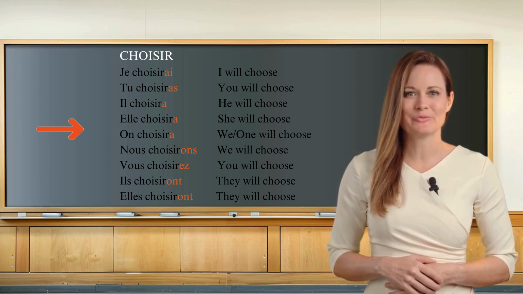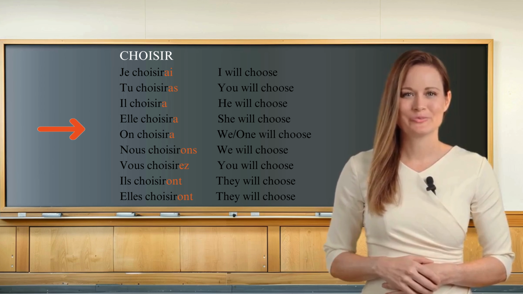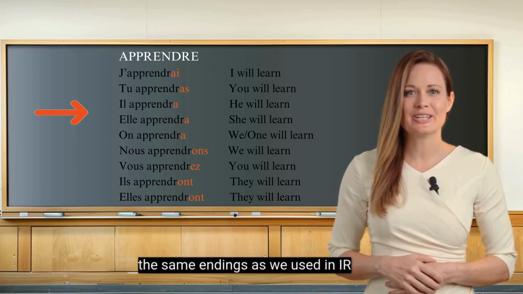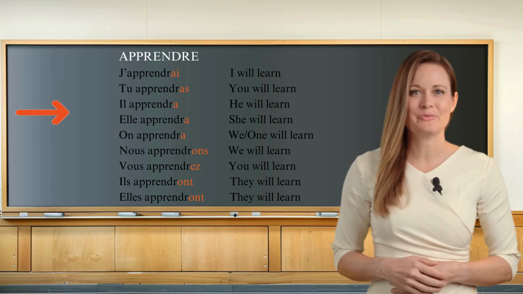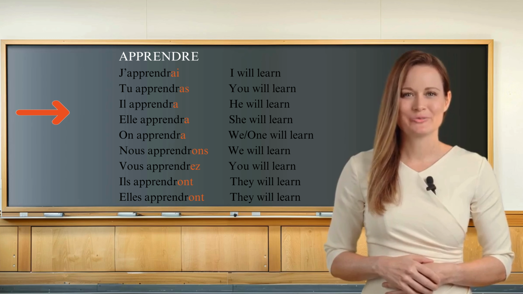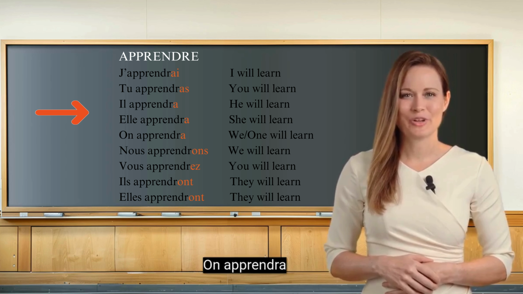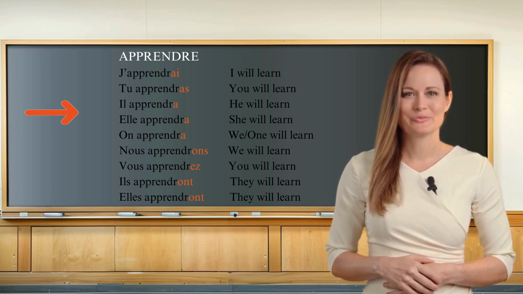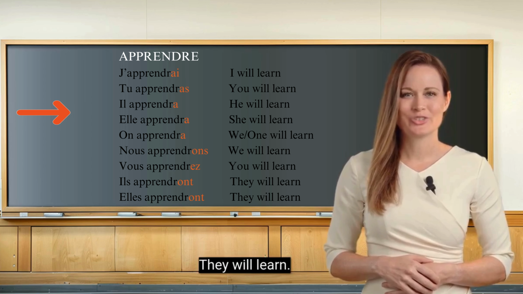Let's take the RE group verb. For example, apprendre. See what we do in our RE group verbs. We remove the last e and we add the same endings as we used in the IR and ER group verbs. It will be like this. J'apprendrai, I will learn. Tu apprendras, you will learn. Il apprendra, he will learn. Elle apprendra, she will learn. On apprendra, we or one will learn. Nous apprendrons, we will learn. Vous apprendrez, you will learn. Ils apprendront, they will learn. Elles apprendront, they will learn.